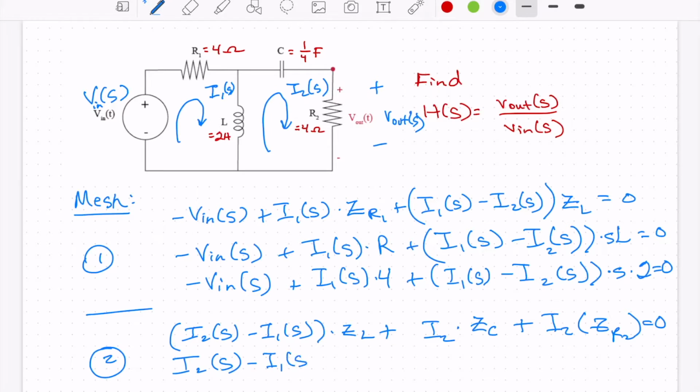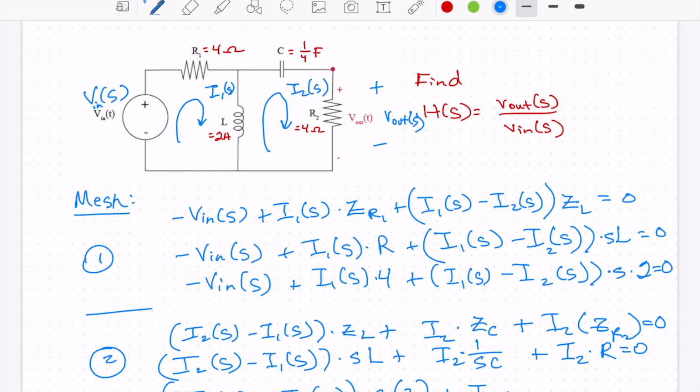So plugging in for our values, we have I2 of S, plug in for the impedances. I2 of S minus I1 of S times S times L plus I2 times ZC. Oops, and ZC is 1 over SC, plus I2 times ZR, which is just plain old R. Now when we plug in values, we get I2 minus I1 times S times 2 plus I2 times 1 over S times 1/4 plus I2 times R. And R is, I should have plugged in the value for R, and R was 4.